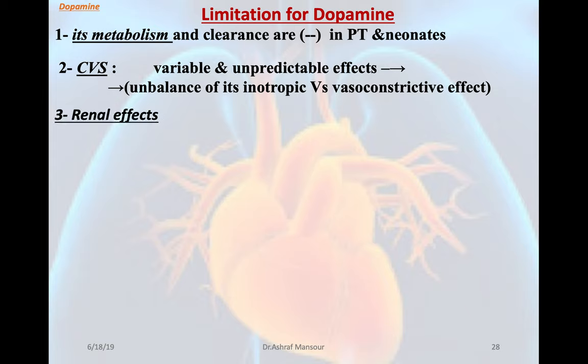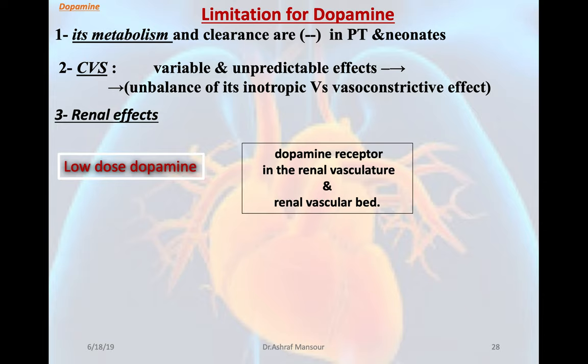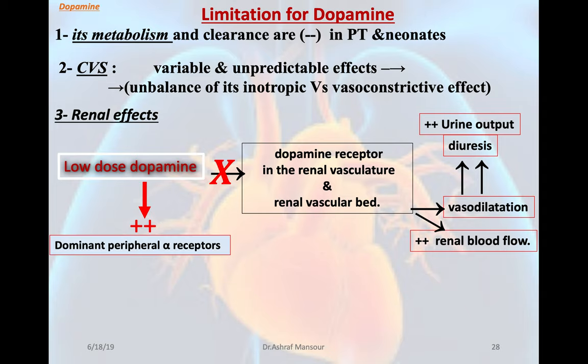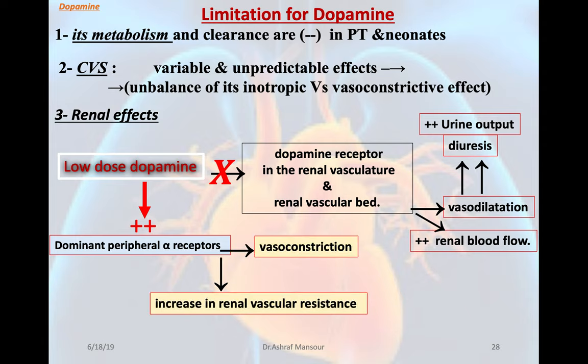Number three, the renal effect of dopamine. In low dose, we suspect that it will cause renal vasodilatation. Through the dopamine receptor in the renal vascular bed, it will cause vasodilatation, increase the renal blood flow, and so diuresis. However, in some babies it will affect the subtypes and not cause dopamine receptor vasodilatation, but rather peripheral alpha receptor stimulation, so vasoconstriction, increased renal vascular resistance, decreased renal output, and oliguria.